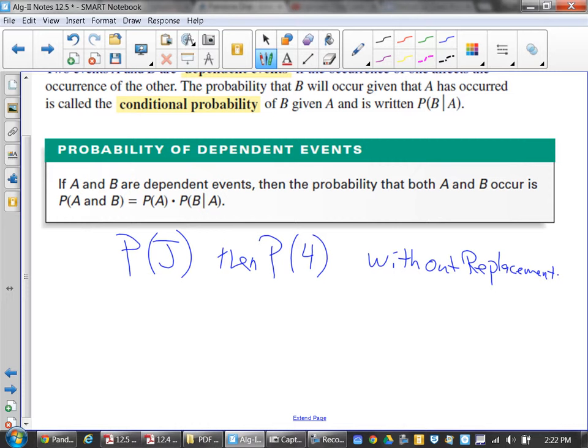What that means is when I flip over the first card, I just don't put it back in. So that right there means that it's a dependent probability because your amount to choose from changed. You guys probably did a problem like that in Algebra 1 when you had marbles in the bag where you put them back in or you left them out. You were working with dependent probability.